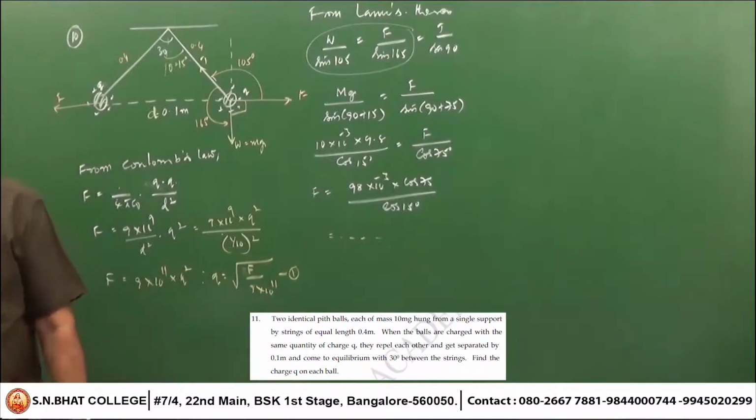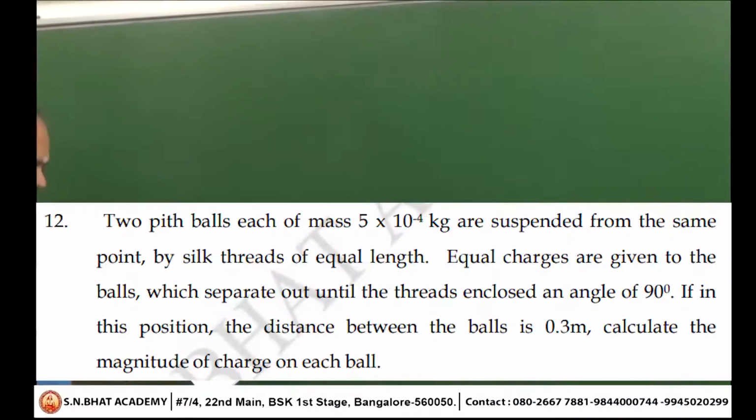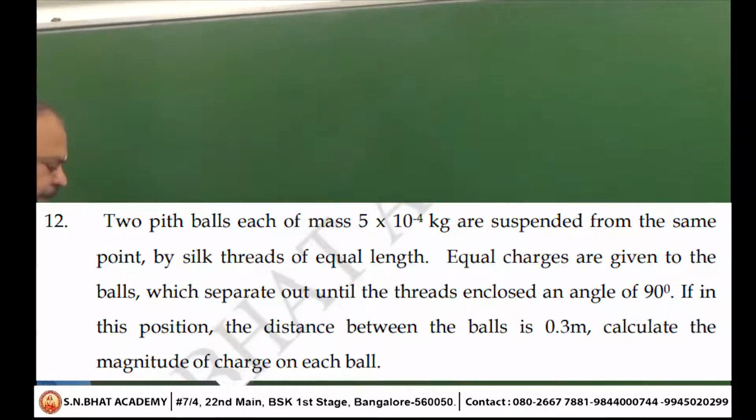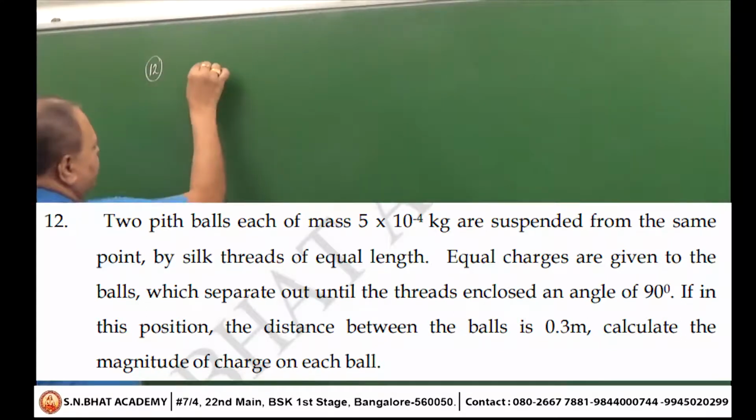ಅರ್ಥ ಆಯ್ತಾ? Pith balls each of mass 5 into 10 to the power of minus 4 kg are suspended from the same point by a silk thread of equal length. Equal charges are given to these balls which separate out until the threads enclose an angle of 90 degree between them. If in this position distance between them is 0.3, calculate the magnitude of the charge. So problem number 12. I hope you have understood this one.